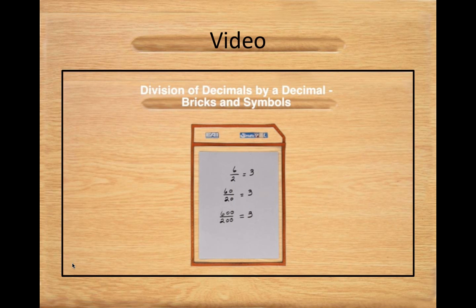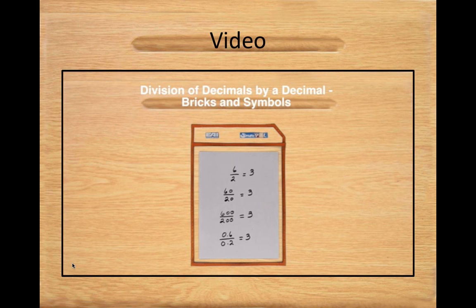Now let's look at 6 tenths divided by 2 tenths. The 6 and the 2 are in exactly the same place. They are in the tenths place. So because of the mathematical pattern involved, 6 tenths divided by 2 tenths is going to be 3.